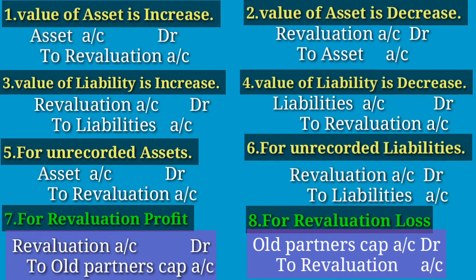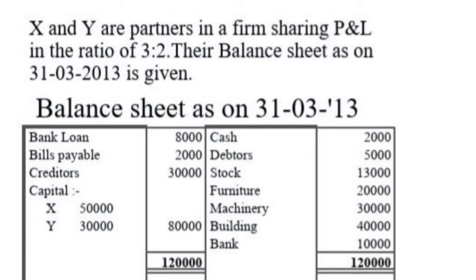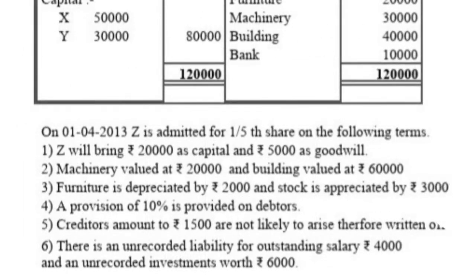Now, we can solve a problem. X and Y are partners in a firm sharing profit and loss in the ratio of 3:2. Their balance sheet as on 31st March 2013 is given. Here, some assets, liabilities and partners' capitals are given in this balance sheet and also some additional information. We need to pass the journal entries and prepare a revaluation account.